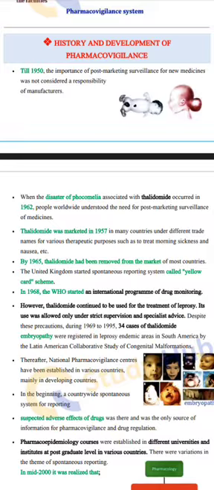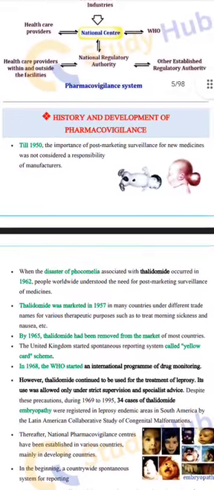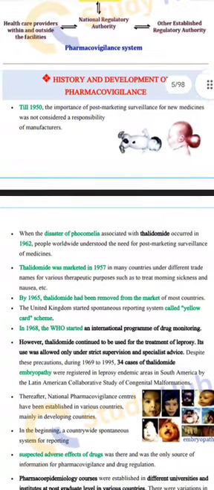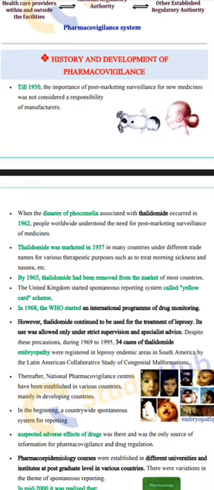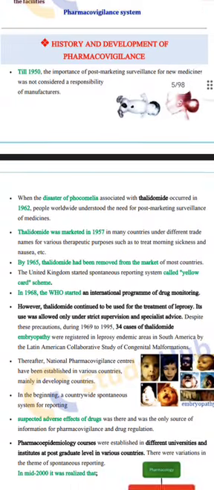Thalidomide was marketed in 1957 in many countries under different trade names for various therapeutic purposes such as treating morning sickness and nausea. By 1965, thalidomide had been removed from the market in most countries. The UK started a spontaneous reporting system called the Yellow Card Scheme. The Yellow Card Scheme is a reporting system: how we need to report new adverse reactions and what we need to report is known as the Yellow Card Scheme. In 1968, the WHO started an international program of drug monitoring.